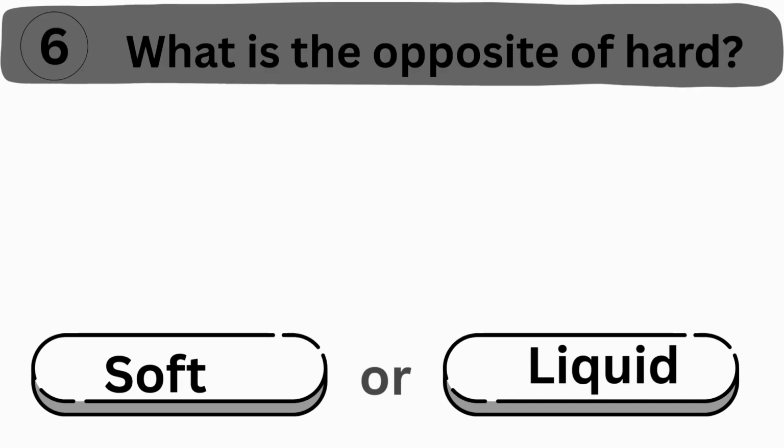What is the opposite of hard? The answer is soft.